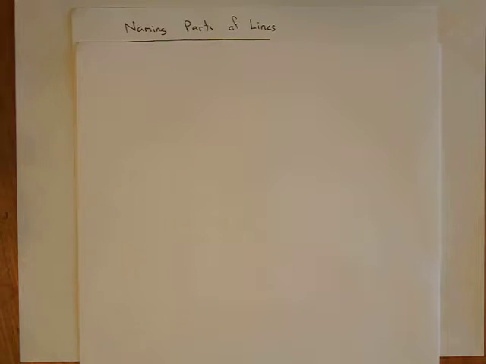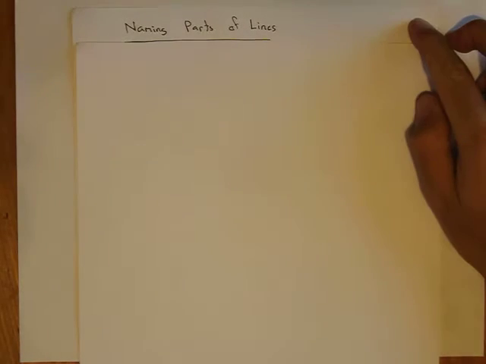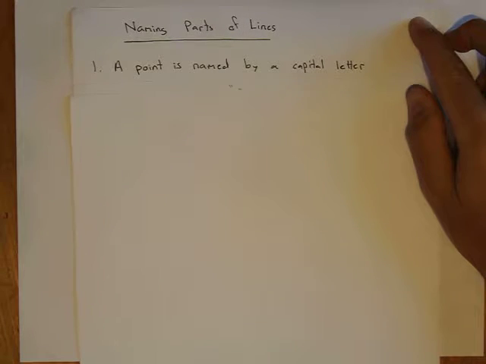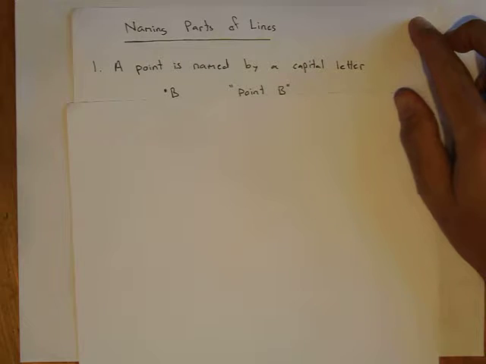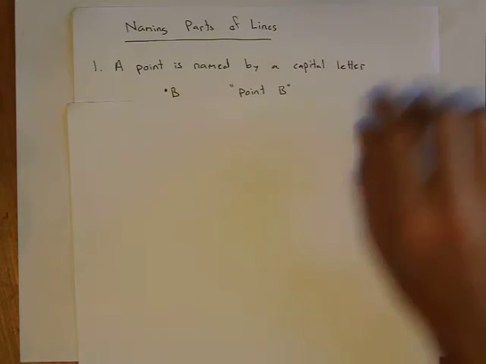Okay, so we're going to talk about naming conventions for geometry. In these next three, there's going to be three parts. This first one, we're specifically going to look at the basics and parts of lines. So to start off, we could have just a point, which is named by a capital letter.